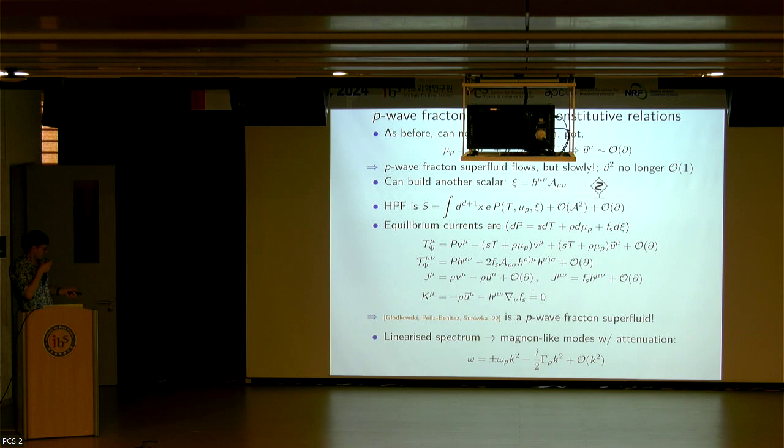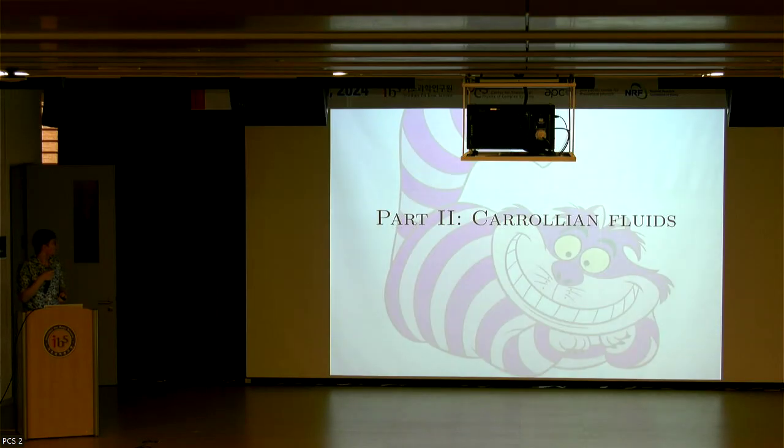Just to tell you that you can of course do linearized perturbations, and you find that the P-wave Fracton superfluid has these Magnon-like modes. So you have this quadratic dispersion with an attenuation term, which was also nice. Great. So now for part 2, where we meet another. There was another talk about Cheshire terms.